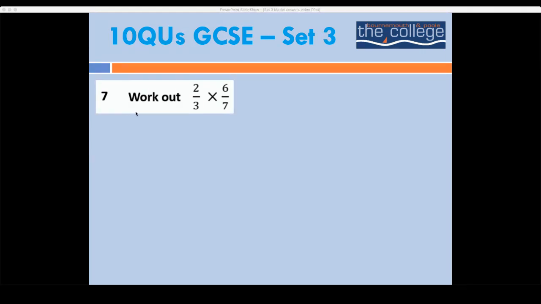Okay, fraction calculation. Now, a multiplication in this format is the easiest fraction calculation you can have, really. One of the easiest, apart from a simple adding, let's say, 2/8 plus 3/8 with the same denominator. So what we need to do is we just literally multiply across the top two, and we multiply across the bottom two. So we get 2 times 6 equals 12. And we get 3 times 7 is 21. So simple, times the top, times the bottom, job done.